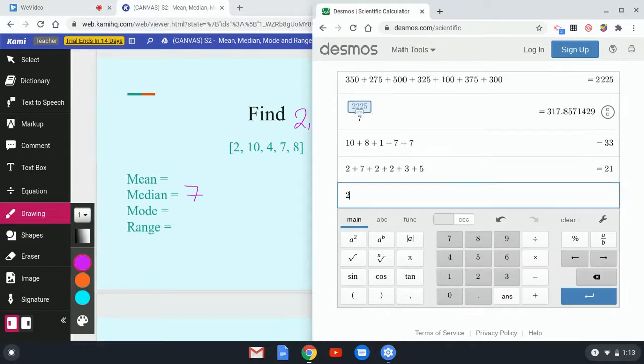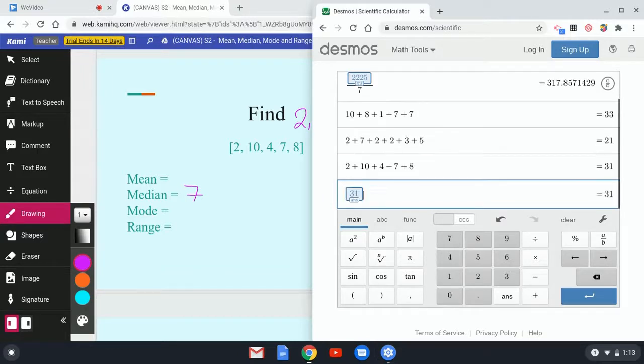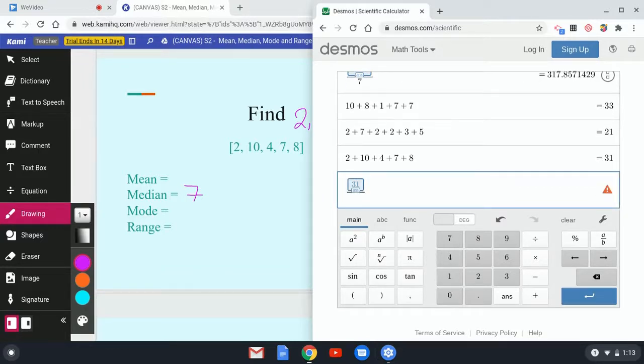Add them up. 2, 10, 4, 7, and 8. You add, and then you divide for the mean. How many are in there? 5. So our mean is 6.2.